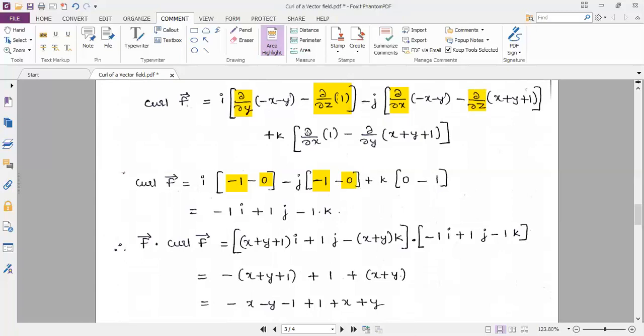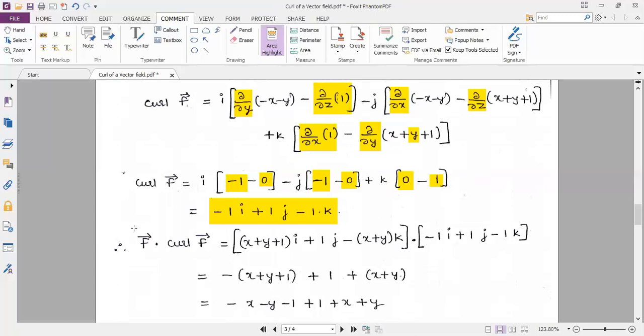Plus k cap into ∂/∂x of a constant is 0, minus ∂/∂y of (x + y + 1). Differentiation of x + 1 is a constant when we are differentiating partially with respect to y, so the differentiation of x + 1 is 0. Differentiation of y is 1. On simplification, the curl f value is −1 i + 1 j − 1 k.